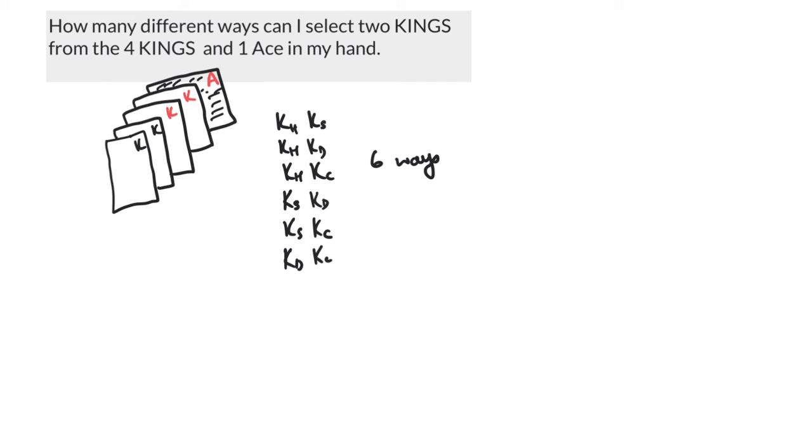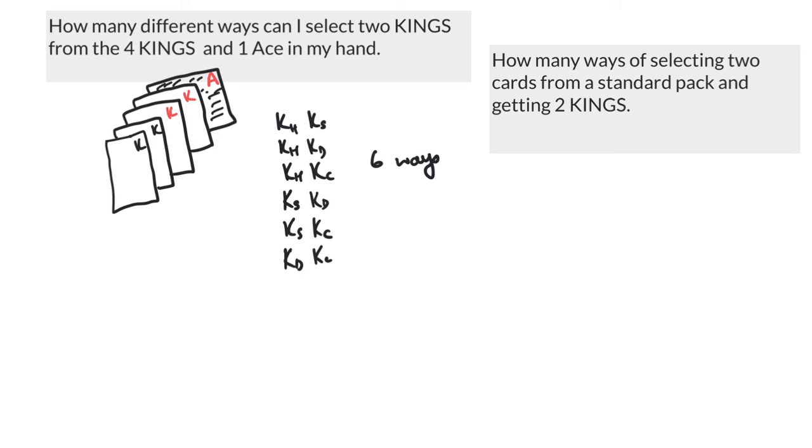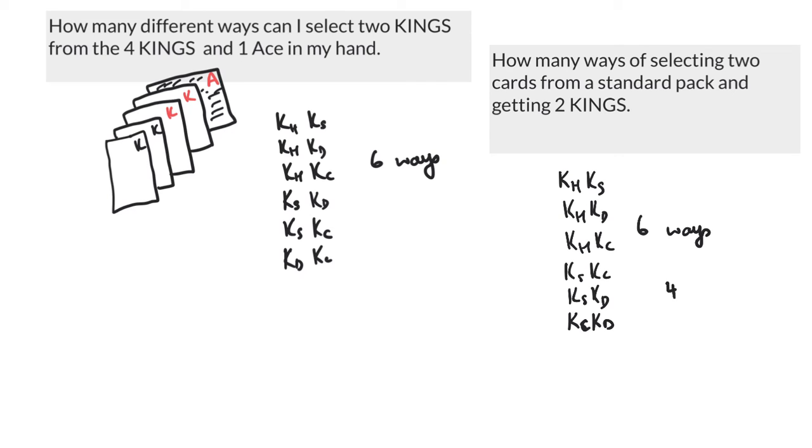And this now helps us with a game of poker. So how many ways of selecting 2 cards from a standard pack and getting 2 kings? So there's 52 cards in a pack, but it doesn't matter. We've still only got the 4 kings. And of course, if we choose 2 cards, we can get the king of hearts, the king of spades, the king of hearts, king of diamonds, king of hearts, king of clubs, and so forth. We get the king of spades, king of clubs, king of spades, king of diamonds, and the last one's the king of clubs, king of diamonds. So there's 6 ways. So it didn't matter now there was 52 cards. There's 4 kings, and we're choosing 2. So 4 choose 2 is 6.